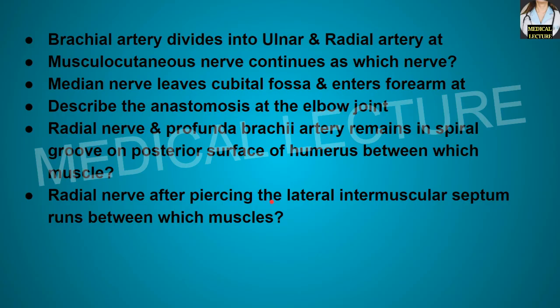Now next is radial nerve and the profunda brachii artery remain in the spiral groove on the posterior surface of the humerus between which muscles? So between the medial and the lateral head of the triceps muscle, or triceps brachii muscle. Radial nerve after piercing the lateral intermuscular septum runs between which muscles? Between the brachioradialis and the extensor carpi radialis longus muscle.